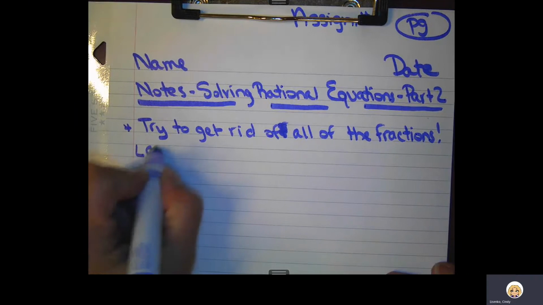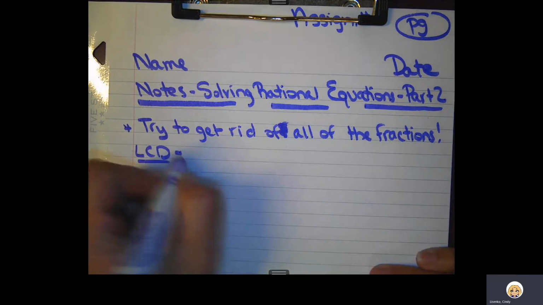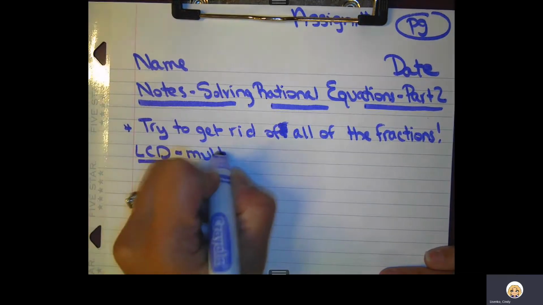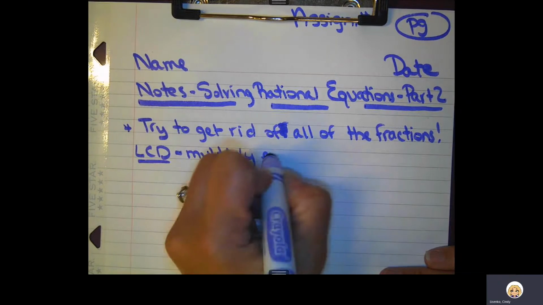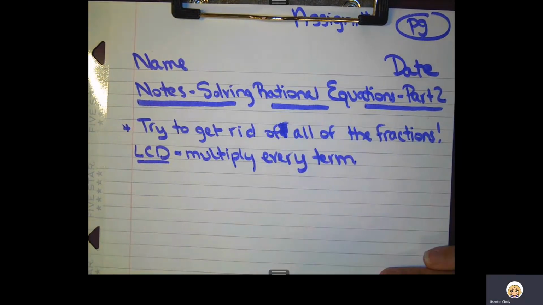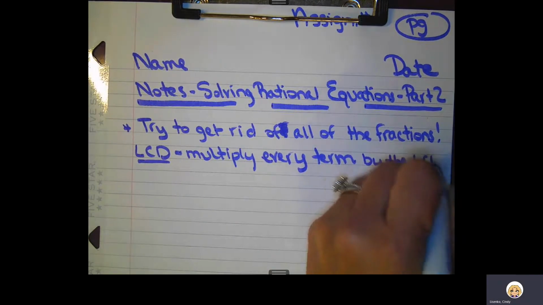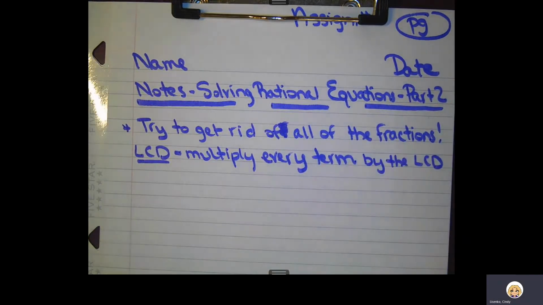So we're going to be doing the LCD again. So if you could write LCD. What we're going to do is multiply everything by the LCD. So could you write multiply every term by the LCD. And that's your least common denominator. If you do that, it will cancel out all of your fractions.